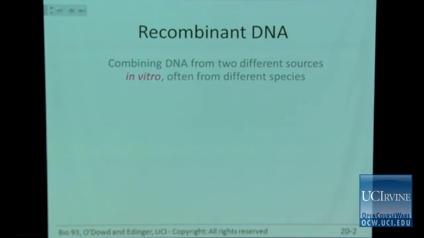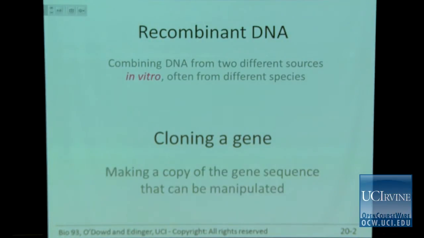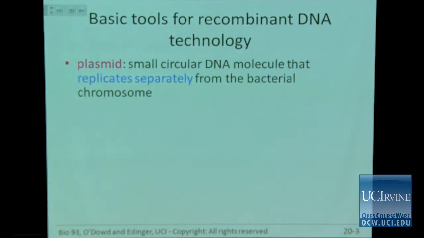Now the way we begin doing recombinant DNA technology is by cloning our gene. So what does that really mean to clone a gene? Most people mean that you've taken your gene sequence and put it into a form that can be manipulated in the lab. So generally that would be putting your gene into a plasmid. And we're going to start by talking about what some of these basic tools are for recombinant DNA technology.